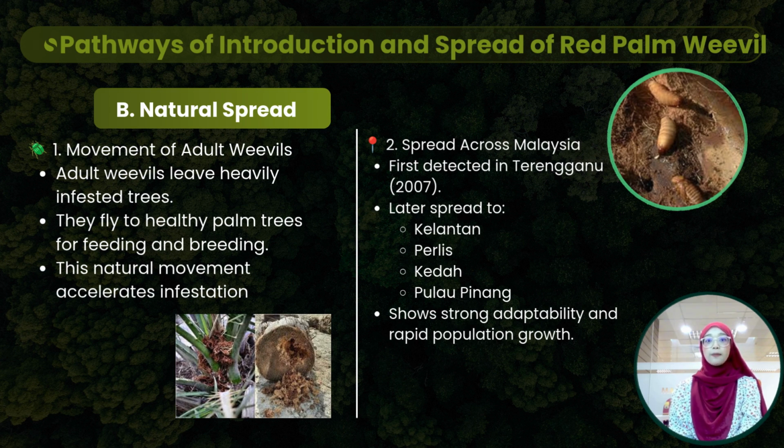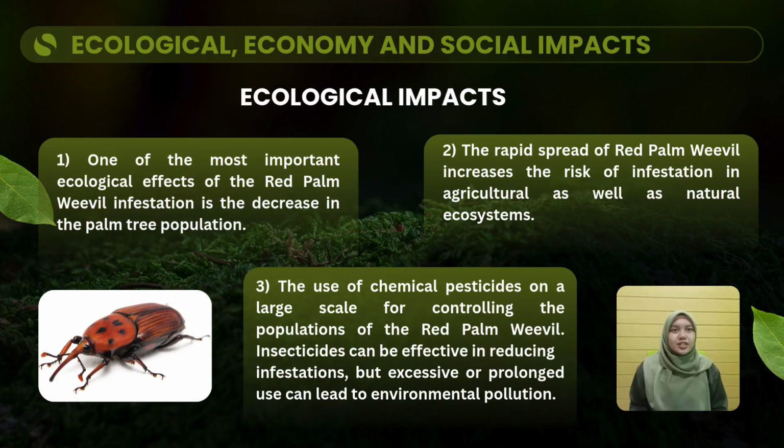In Malaysia, the red palm weevil was first detected in Terengganu in 2007. Since then, it has spread to several other states, including Kelantan, Perlis, Kedah, and Pulau Pinang. This shows that the pest can easily adapt to different environments and continue expanding its population. In conclusion, both human activities and natural dispersal have contributed significantly to the introduction and spread of the red palm weevil in Malaysia. Next, we move to ecological impact.